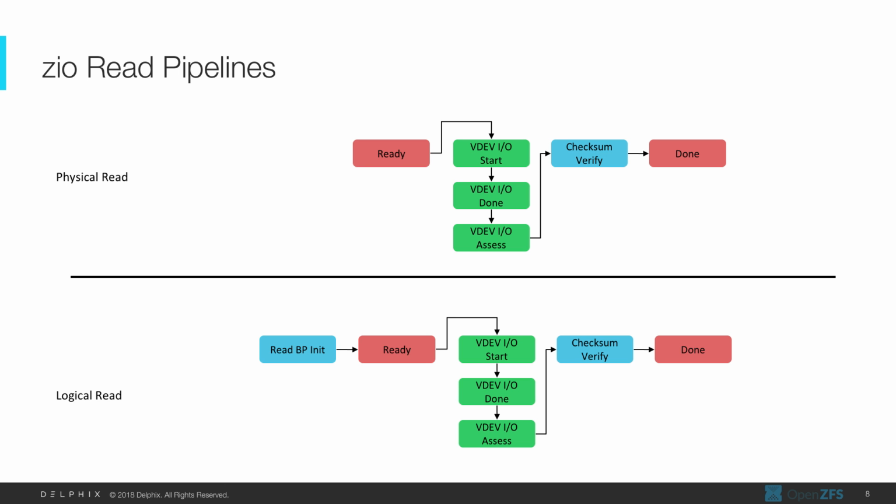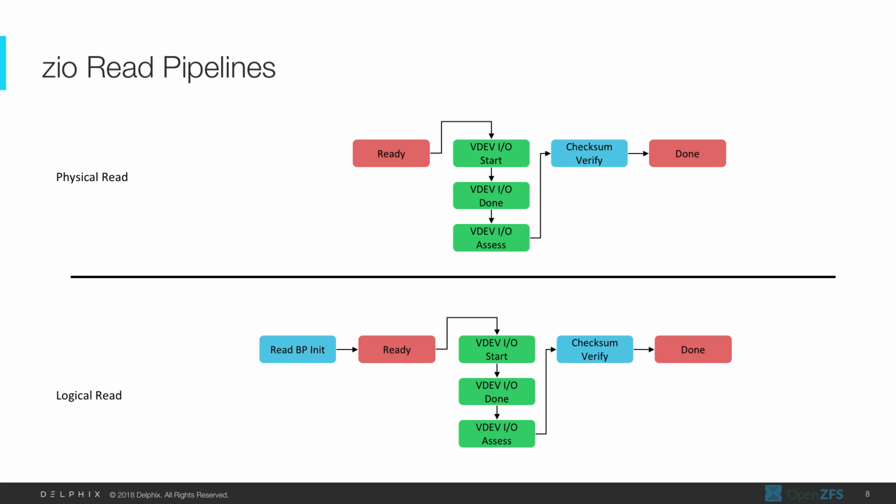In this case, when we're looking at physical reads, it's the ready stage where there really might not be very much done. We issue the IO to disk. Once it completes, we generate the checksum, and then we call done, which calls the callback and notifies the caller that everything's complete. Logical reads look very similar to physical reads.